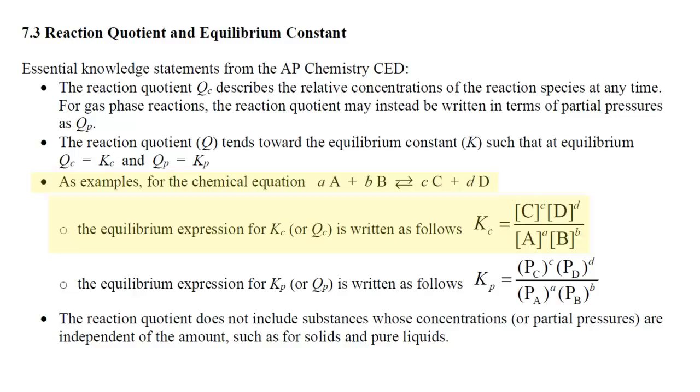Now, when you see a chemical formula inside hard brackets, the hard brackets represent concentration or the molarity of each of those substances. So we have products over reactants. It would be the concentration of the product C raised to the power of whatever that coefficient is for that substance in the chemical equation.